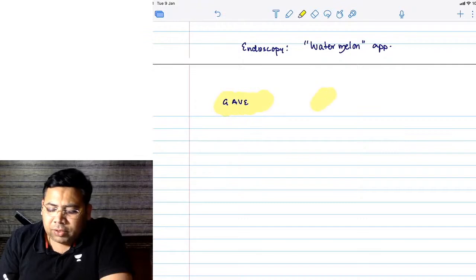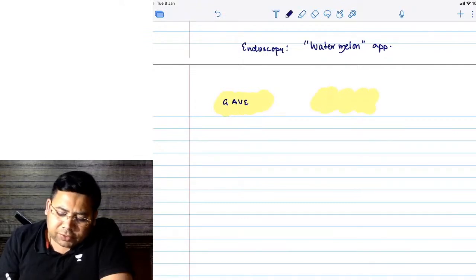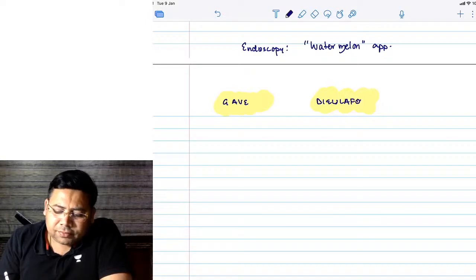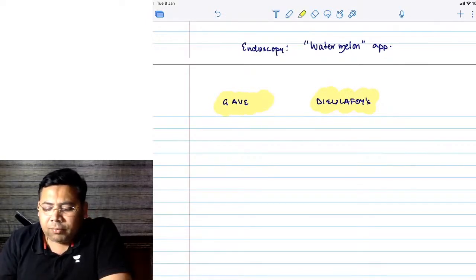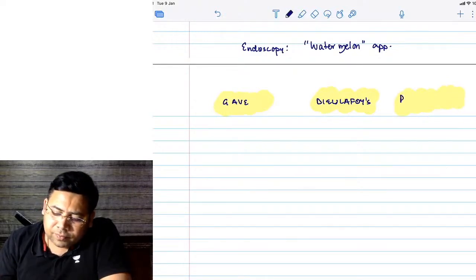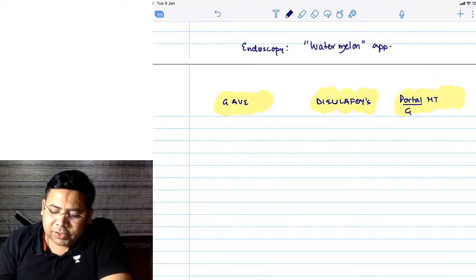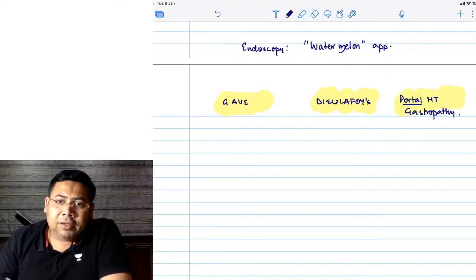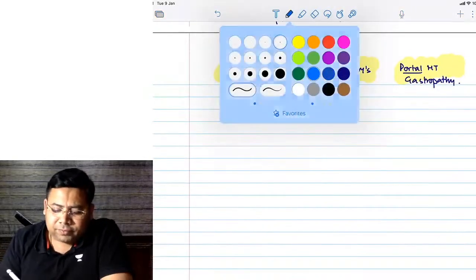Then we will talk about Dieulafoy, and then we will talk about portal hypertensive gastropathy. Portal hypertensive gastropathy. So the first concept is where and what is the defect.